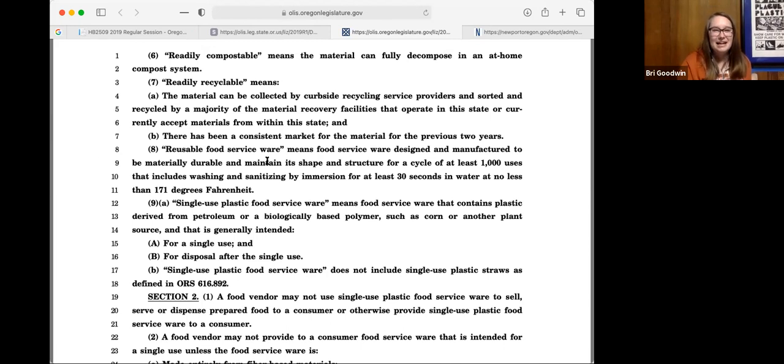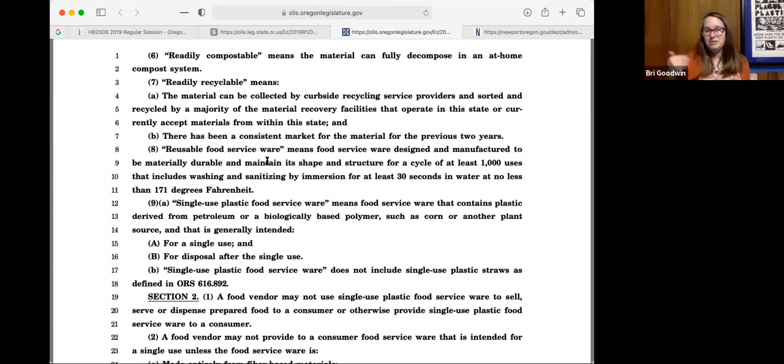But this is like the most simple definition I've seen. And when we start thinking about implementation, it can get a little complicated, because how do you know if something is compostable in your home bin? So then we start getting into truth in labeling. Like, is this thing actually compostable? And that's like a whole complex system.